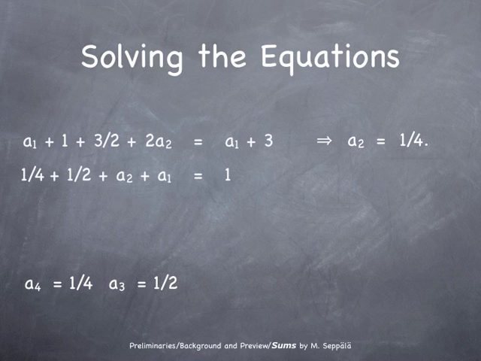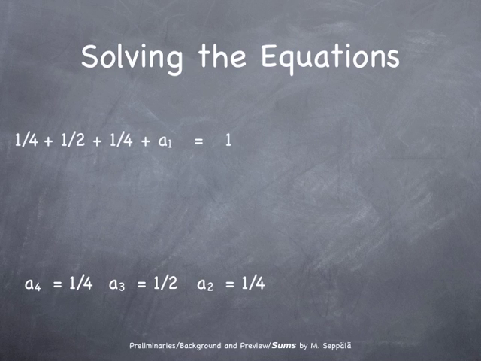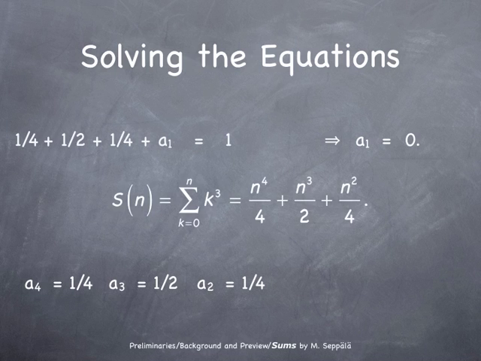So next we substitute the value 1/4 in place of a2 in the last equation, and we get 1/4 plus 1/2 plus 1/4 plus a1 equals 1. But 1/4 plus 1/2 plus 1/4 is 1. Therefore, this means that a1 is 0. And we have our formula.